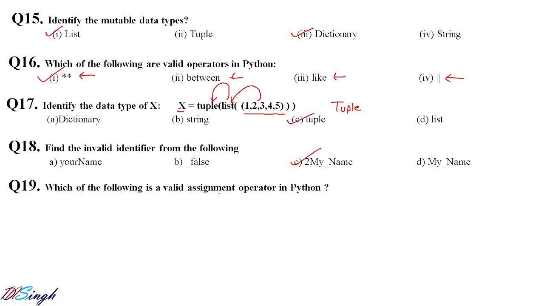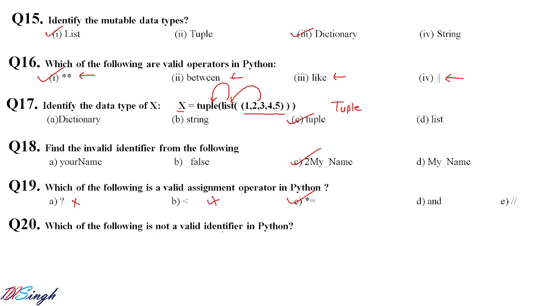Which of the following is a valid assignment operator in Python? Let us see. This is not an operator in Python. This is a relational operator. Here it is called assignment operator. So this will be the answer. This cannot be the answer. And is a logical operator, and floor division is an arithmetic operator. So the C is the correct answer for this.